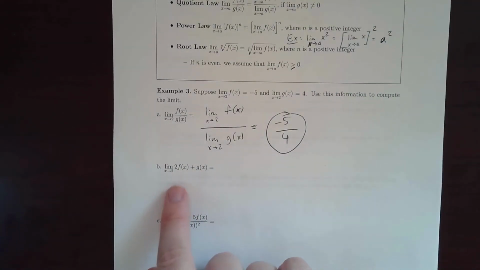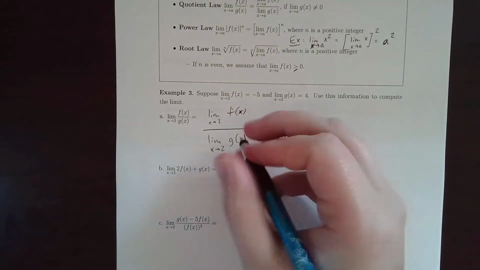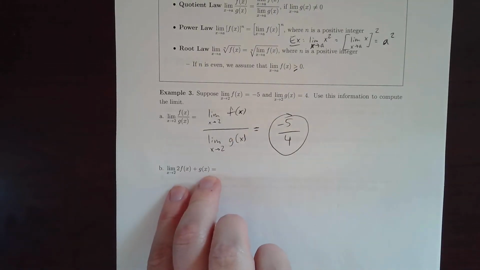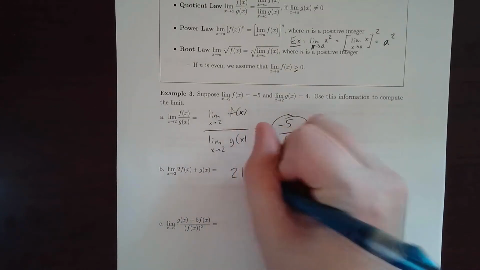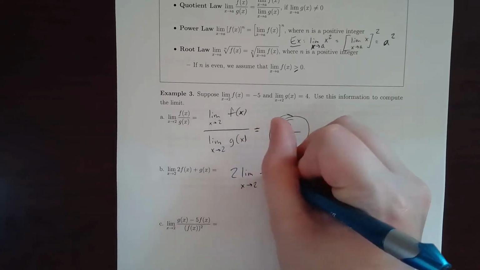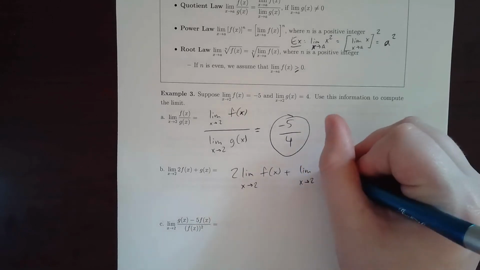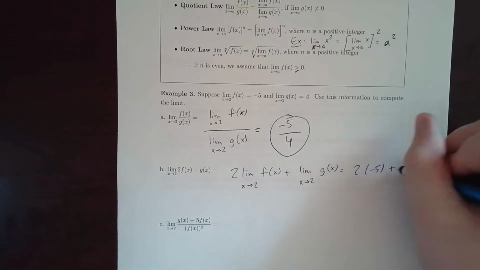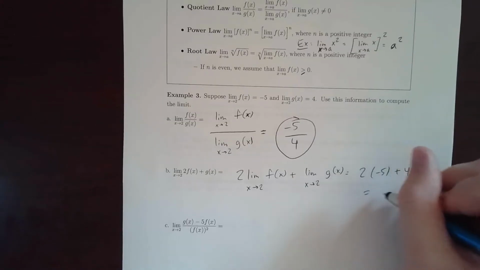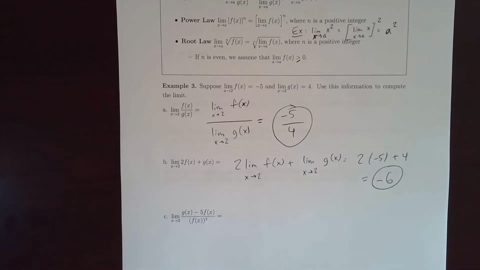Similarly, let's say we wanted to look at the limit as x approaches 2 of 2 times f of x plus g of x. Well, that means we can break this apart because there are two functions being added together, and we can pull the 2 out in front of the limit for this f of x. So we get 2 times the limit as x approaches 2 of f of x plus the limit as x approaches 2 of g of x. And so that gives us 2 times -5 plus 4, or just -6. Okay, let's do one more.